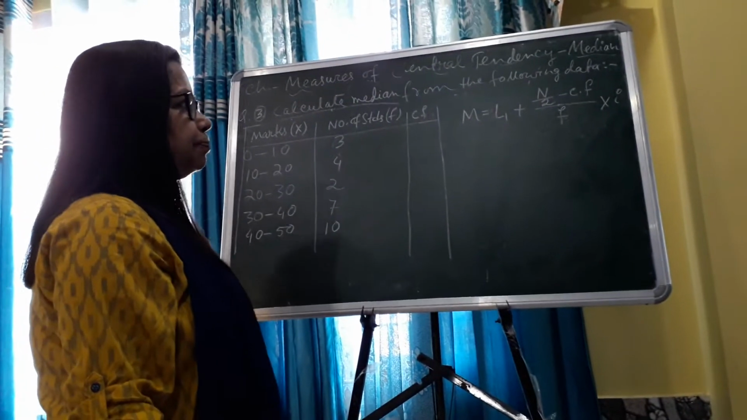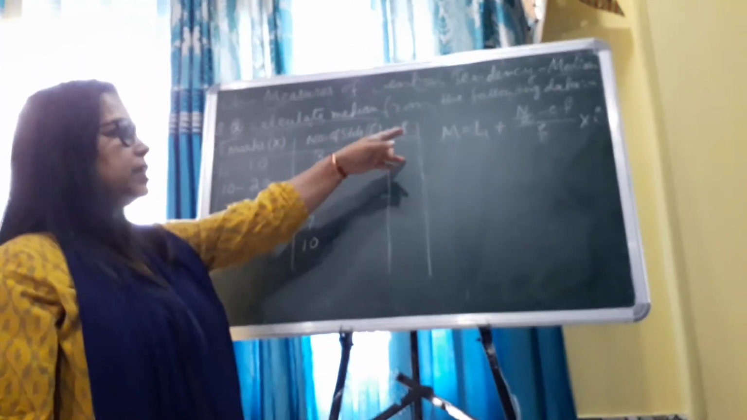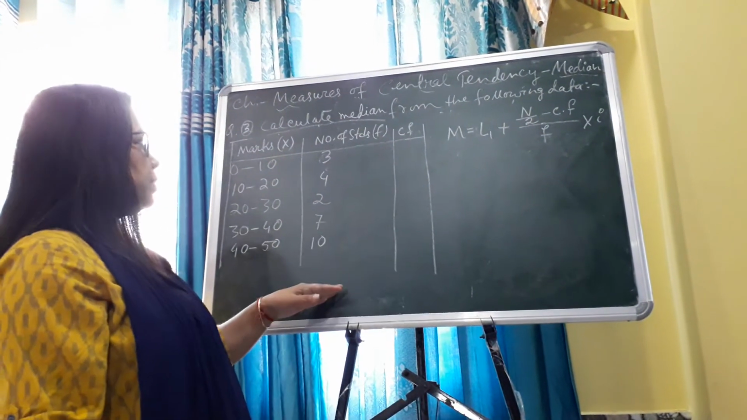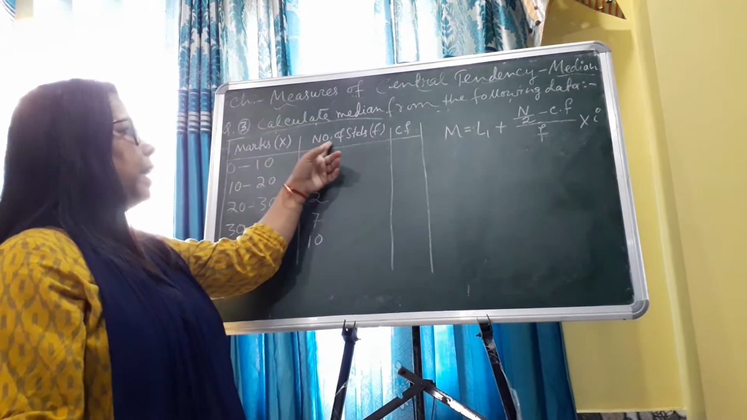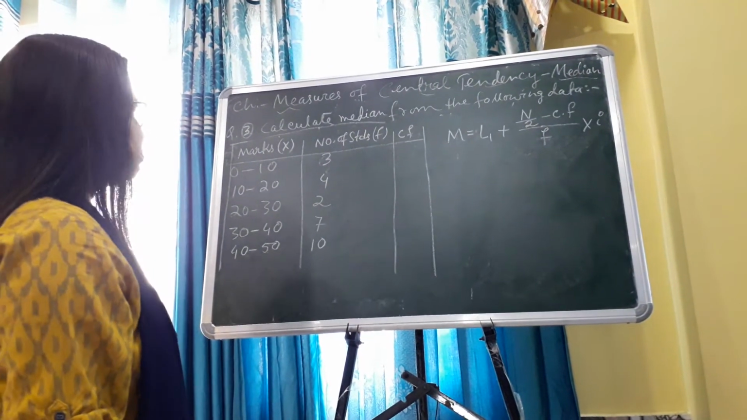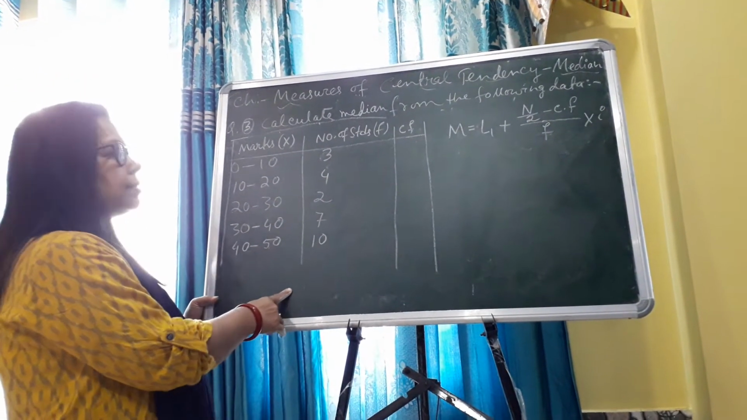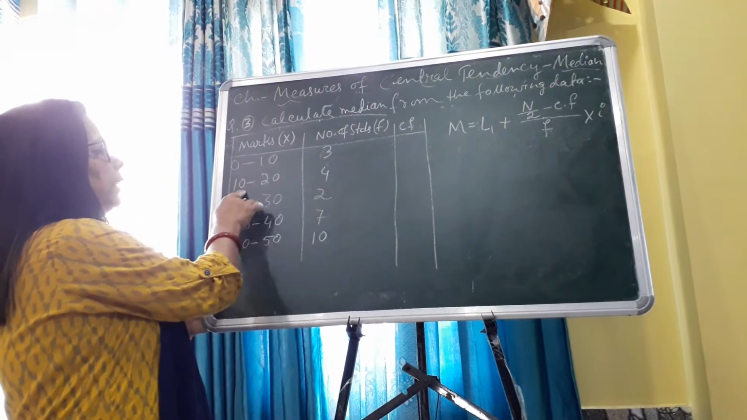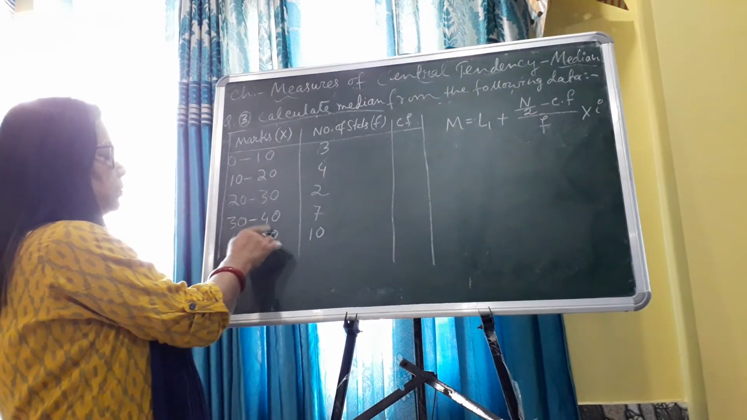Now next, number 3, calculate median from the following data. I have written here marks x and number of students frequency, so f. So here this is continuous series: 0 to 10, 10 to 20, 20 to 30, 30 to 40, 40 to 50.